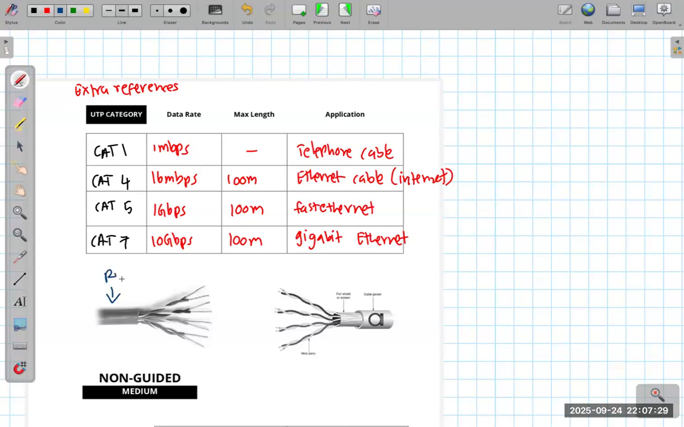So we have the rubber here. This is the conductor, the copper. And this we call the rope, or else we call it the rip cord, and the jacket.